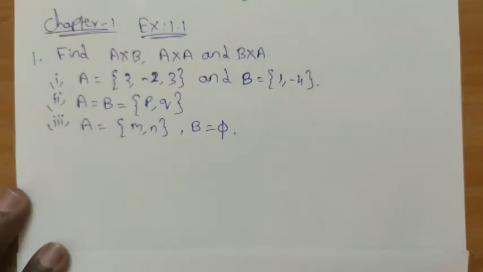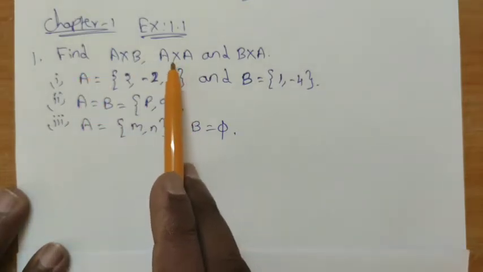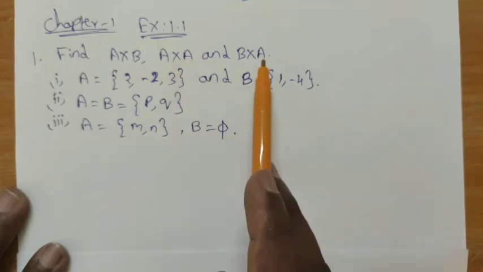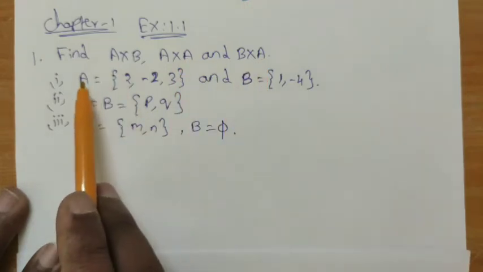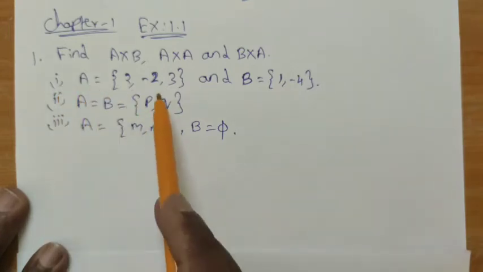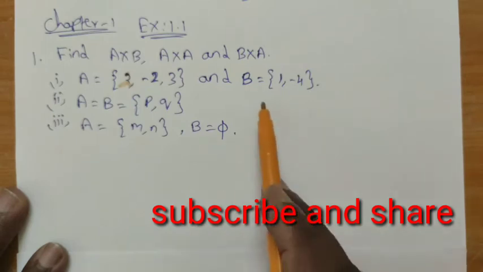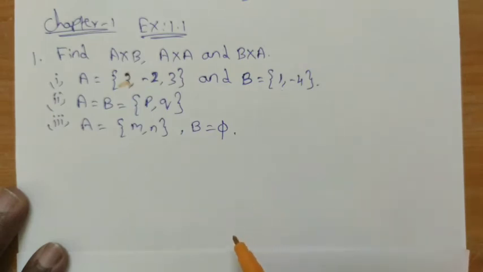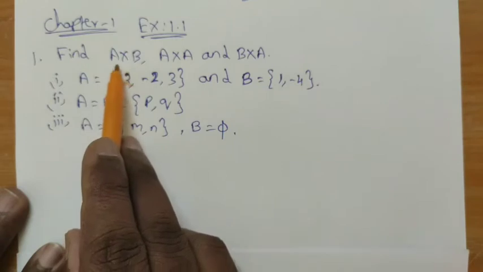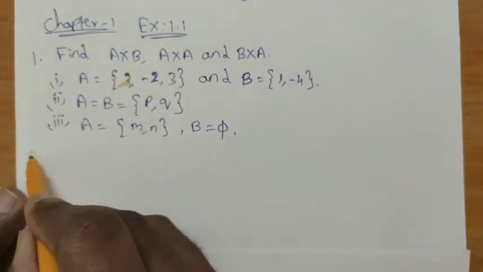Hi students, class 10 chapter 1 exercise 1.1 question number 1: find A cross B, A cross A and B cross A, right? First, the sets are given. In the first Roman number, A is given as 2, minus 2, 3 and B is given as 1, minus 4. First you have to find out A into B, A into A and B into A. Let's check the solution one by one.